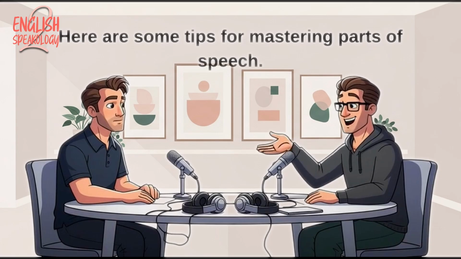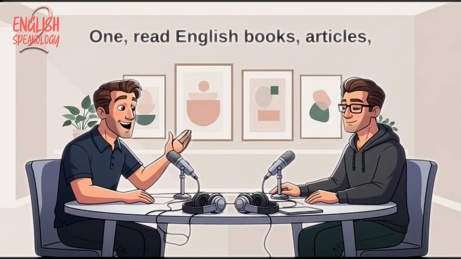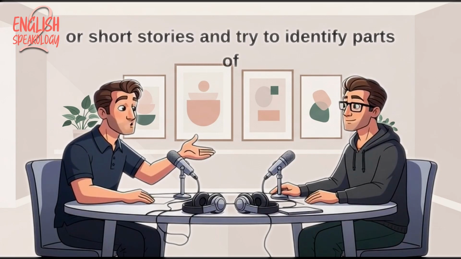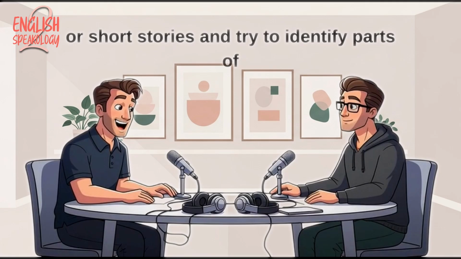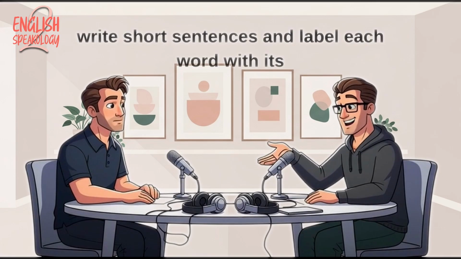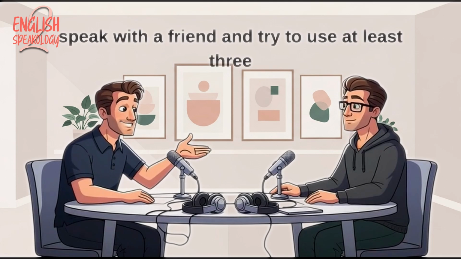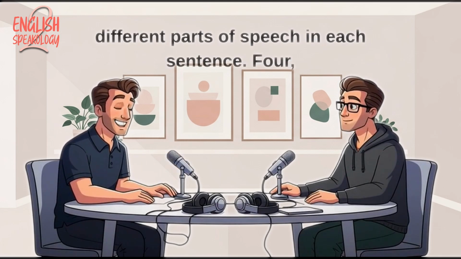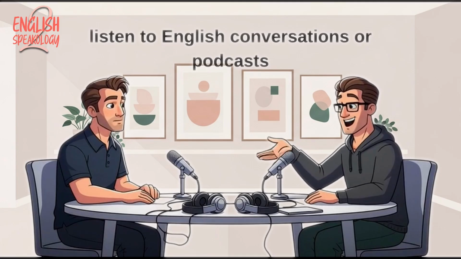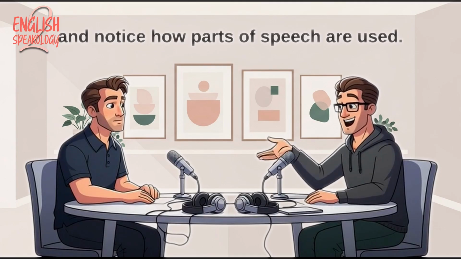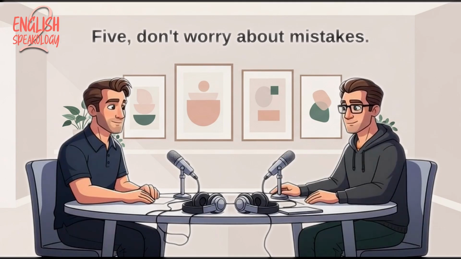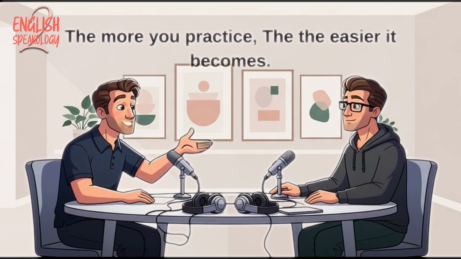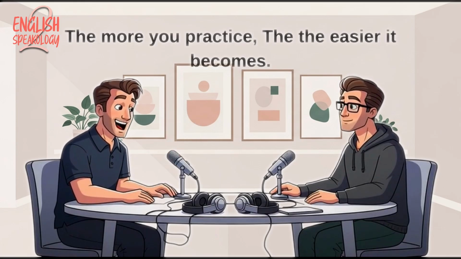Here are some tips for mastering parts of speech. 1. Read English books, articles, or short stories and try to identify parts of speech. 2. Write short sentences and label each word with its part of speech. 3. Speak with a friend and try to use at least 3 different parts of speech in each sentence. 4. Listen to English conversations or podcasts and notice how parts of speech are used. 5. Don't worry about mistakes. The more you practice, the easier it becomes.